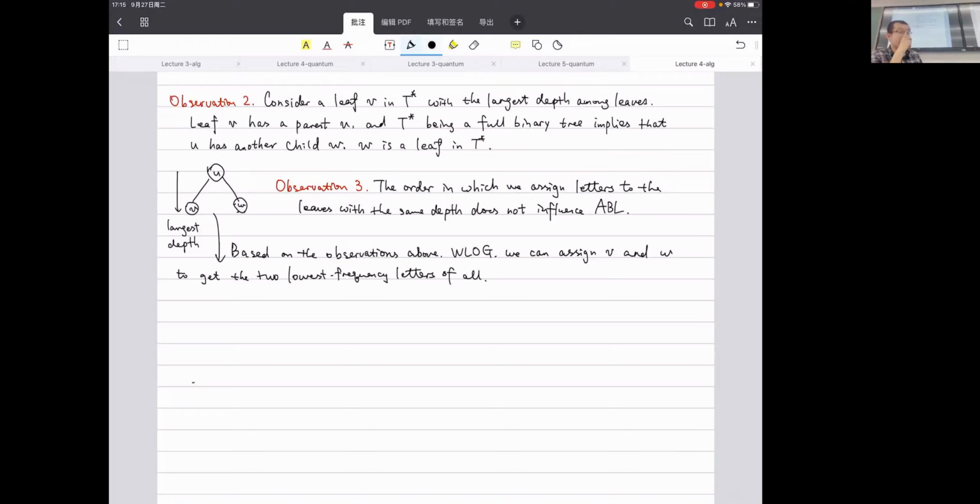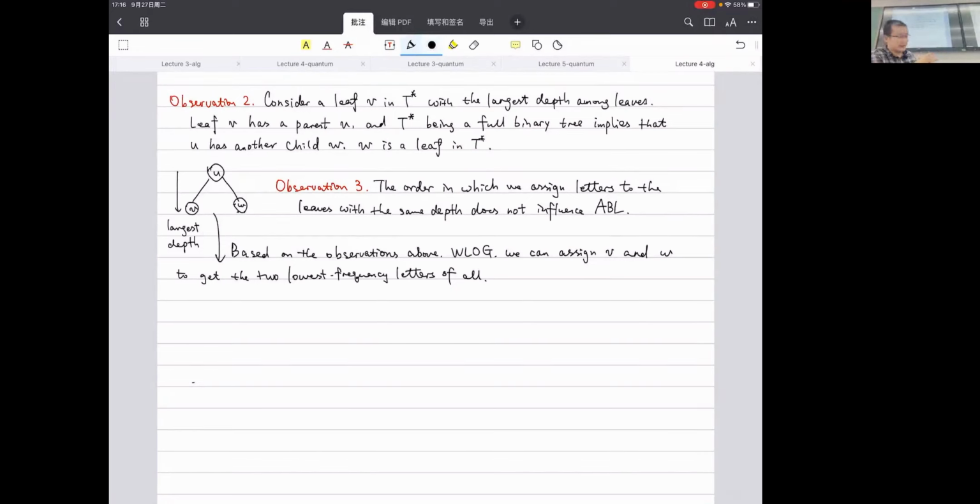So let's think about the implication here. We talk about V being of the largest depth. If, on the other hand, we consider the letter with the smallest frequency and it is not at the very lowest level, then we can make a switch between the letter currently on V and that letter. That would make the ABL smaller, and this contradicts the fact that we are talking about an optimal prefix code. So we are pretty sure that V and W should be on the very lowest level of this full binary tree.